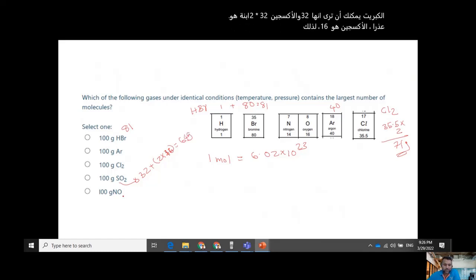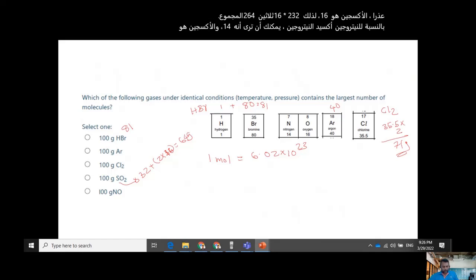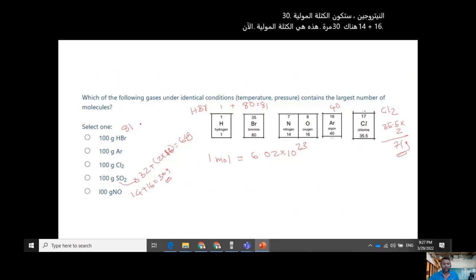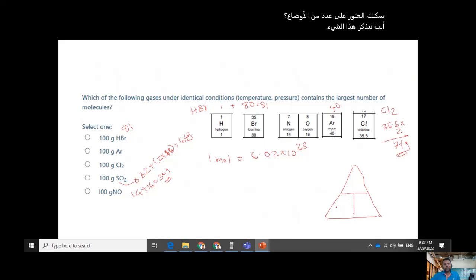Now for nitrogen oxide, nitrogen is 14, oxygen is 16. So for nitrogen oxide, the molar mass would be 30. 14 plus 16, that is 30 grams. That is the molar mass. Now what you have to do is find the number of moles. How can you find the number of moles? You remember this thing? Number of moles is equal to mass over molar mass. If you want to find the number of moles, that is mass over molar mass. So you have the mass here in grams, and the molar mass here.